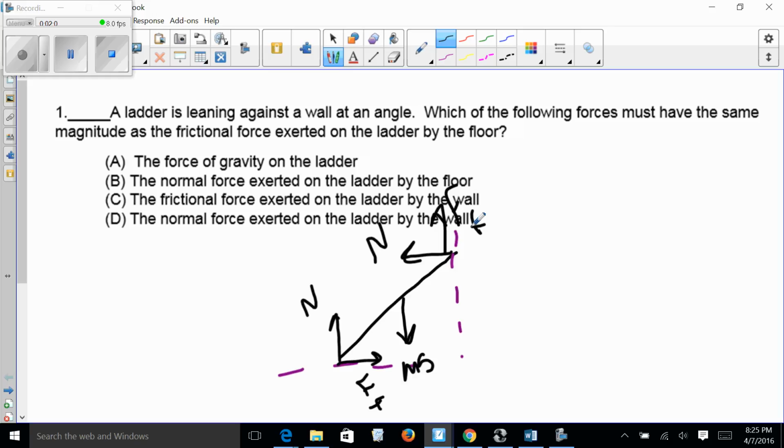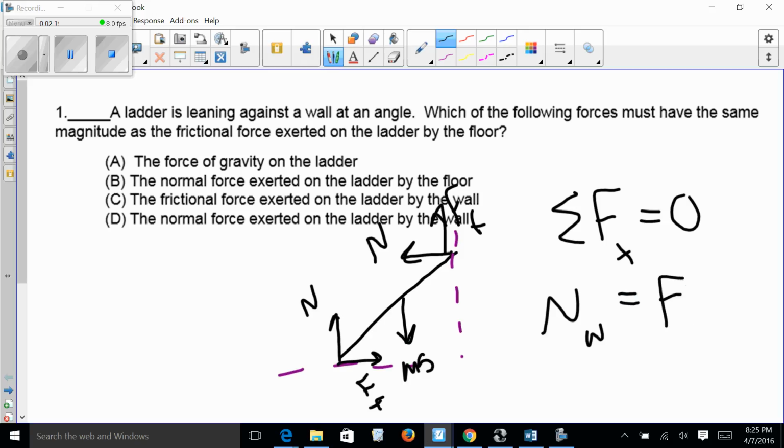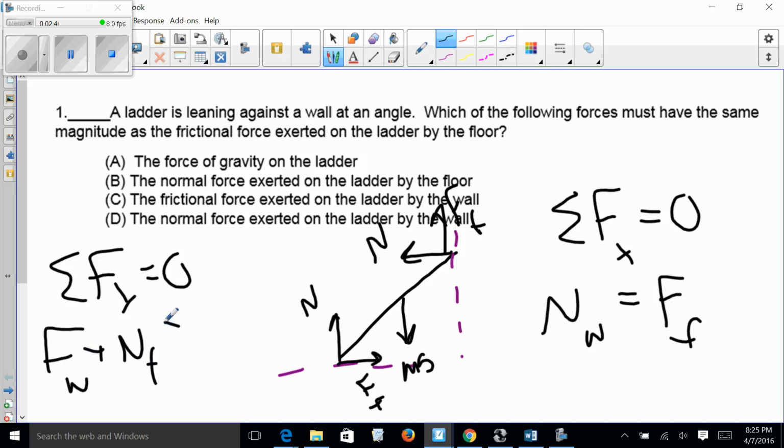So I get all these forces acting on it, but Newton's first law and second law still hold. The sum of the forces in the x direction has to equal 0, which means in this case, the only two x forces are the normal force from the wall, which has to equal the friction force on the floor. And then we could also say the sum of the forces in the y direction has to equal 0 as well. So in that case, the friction force from the wall plus the normal force from the floor have to both be balanced out by the weight of the ladder.